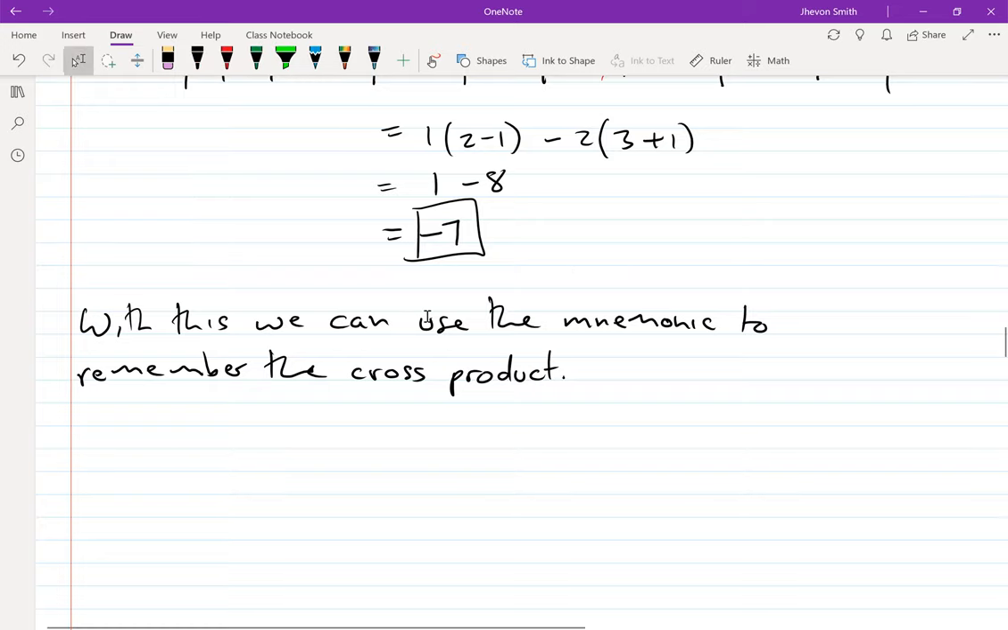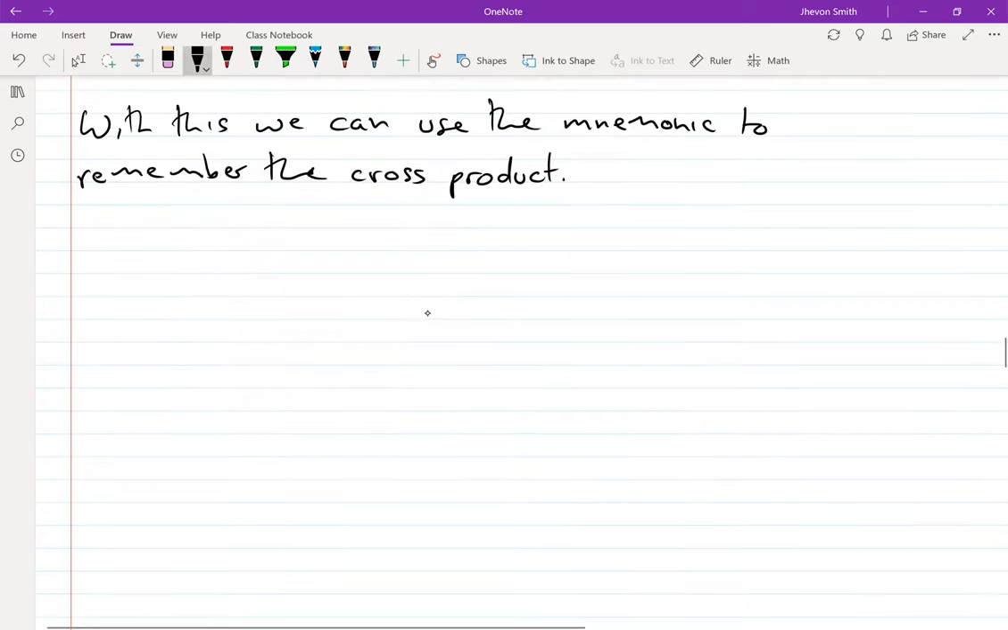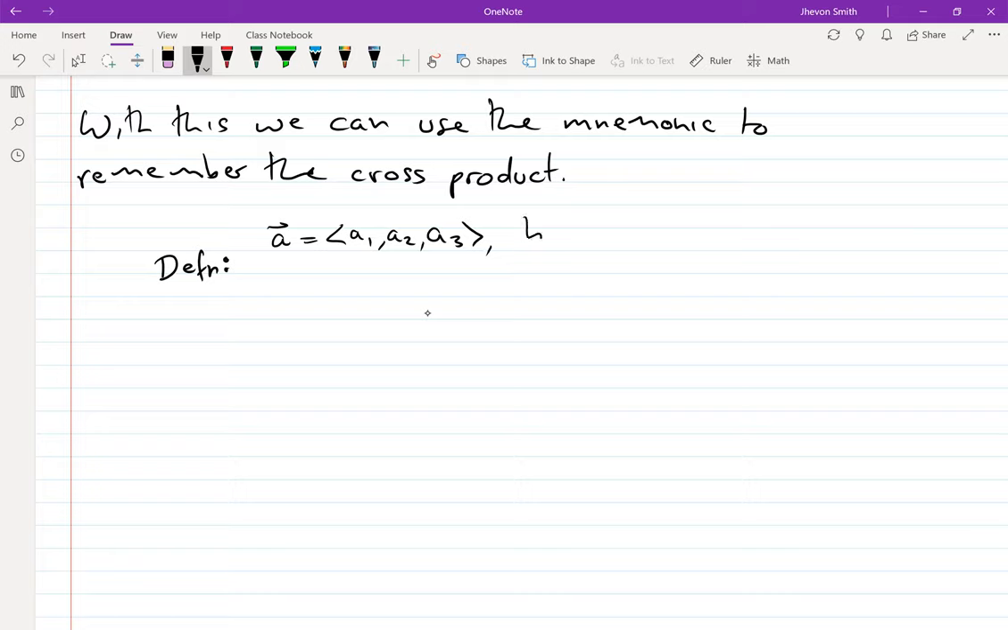So here is the thing. And at this point, you can take this to be a definition. Let's suppose my A is A1, A2, A3, and my B is B1, B2, B3. Then I can think of the cross product as a 3x3 determinant, specifically this 3x3 determinant.